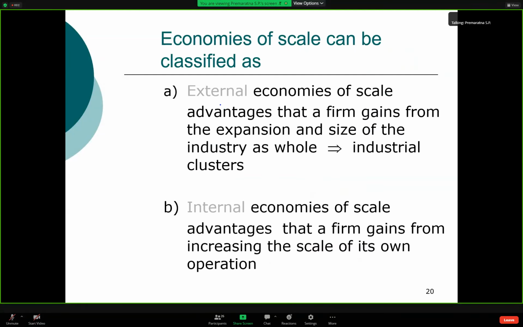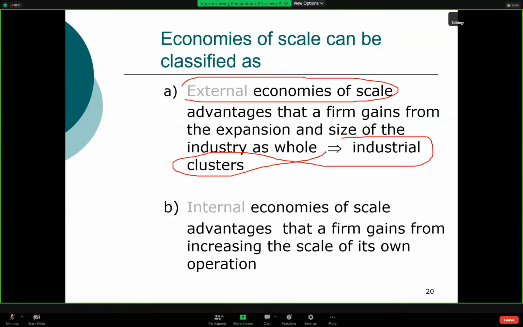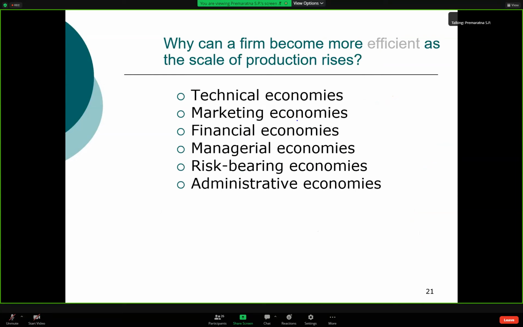Now the reason for the economies of scale, like I explained, is external economies of scale. That happens through the industrial cluster. Basically we call it spillover effect or externality. Spillover effects and externalities are a very good area to study for your master's or PhD thesis, with more research. The other is internal economies of scale, which come through all the channels.